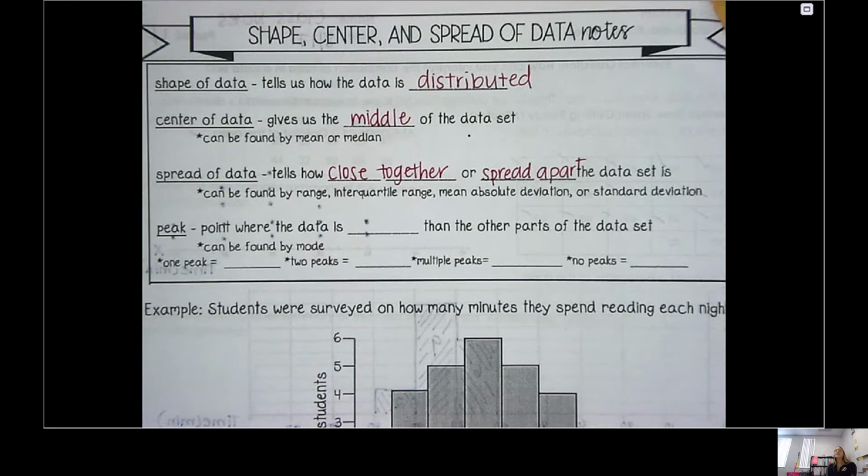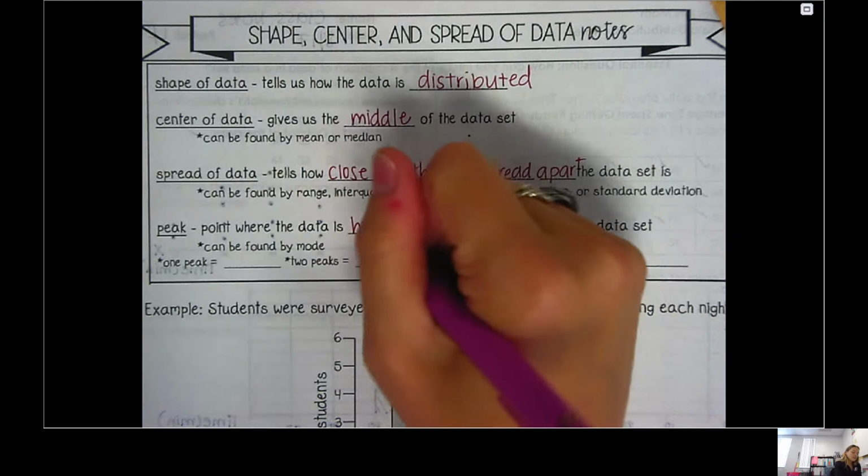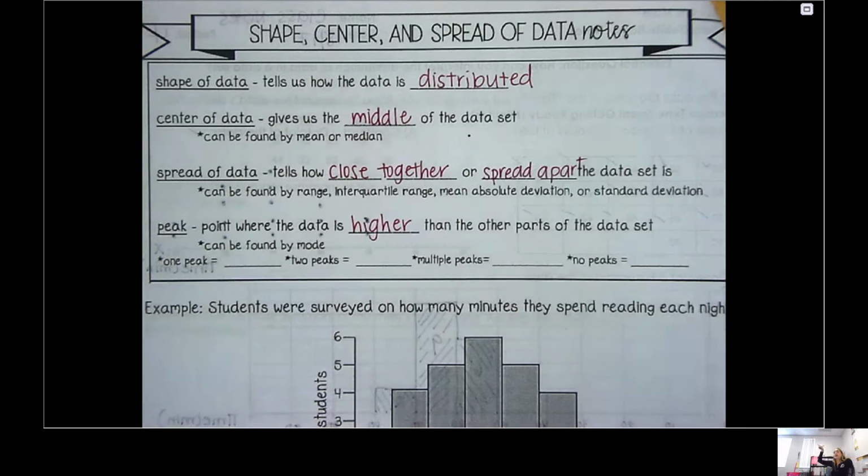The last part is the peak. So the peak of your data, think about a bell curve. Peak means it's right at the top. So it's where the data is higher than all the rest. It makes sense, right? Where it's the highest. It can be found by looking at the mode. The mode is the one that is written the most amount of times, so it's your data that repeats the most often. That'll be what's higher. There are different names for how many peaks you have.